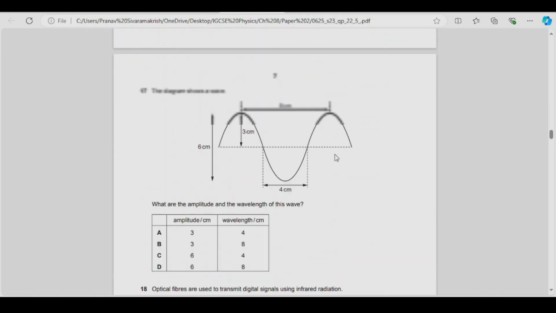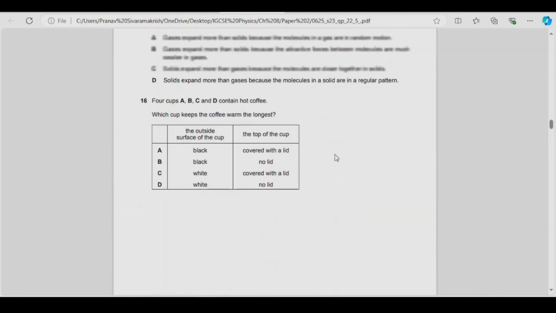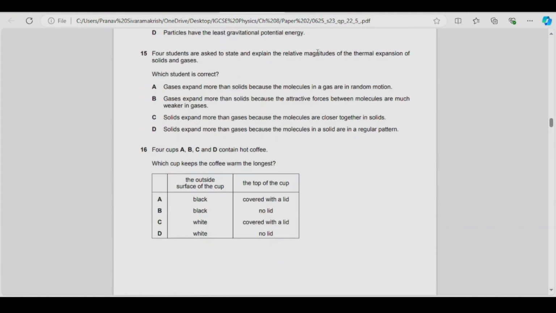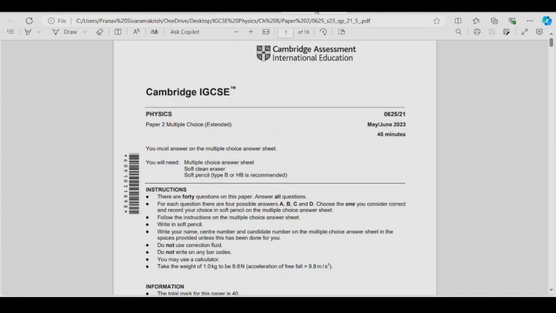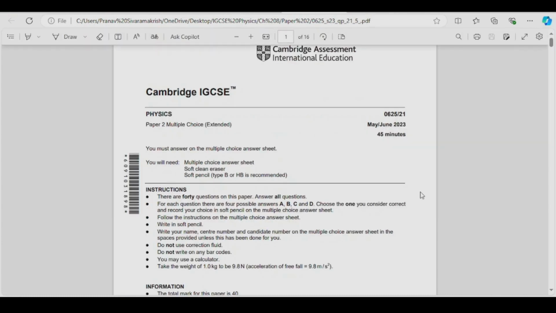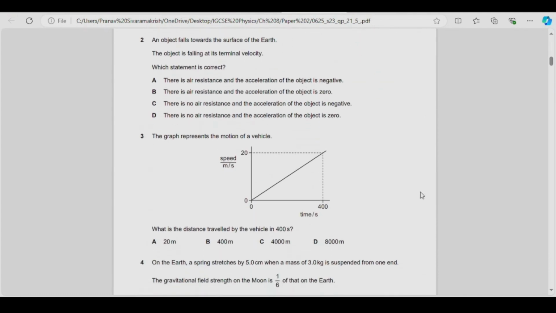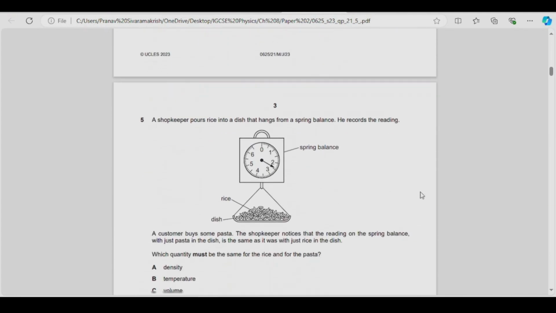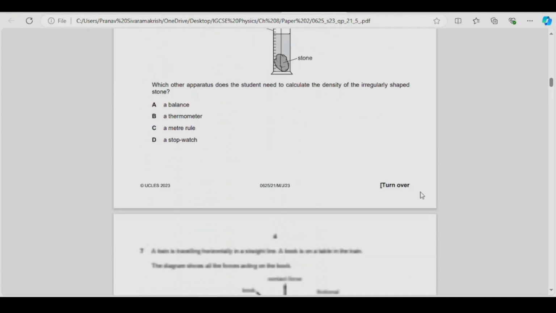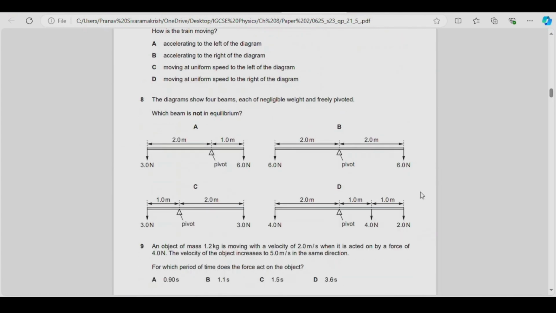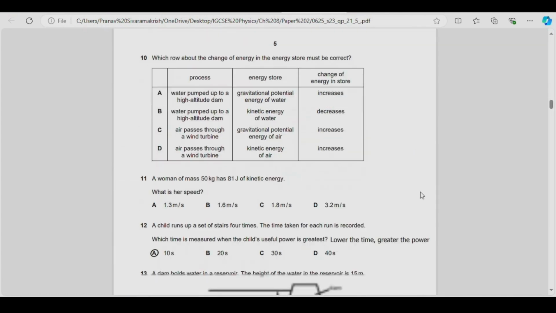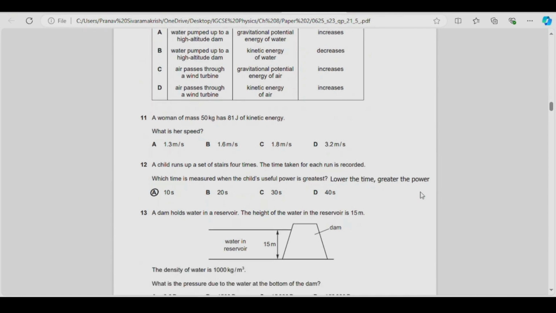Now we move on to the topics of waves and thermal properties of matter. The next paper we'll be looking at is May/June 2023, variant 2.1. If I try and find the question on work done and power, that's the first question there.